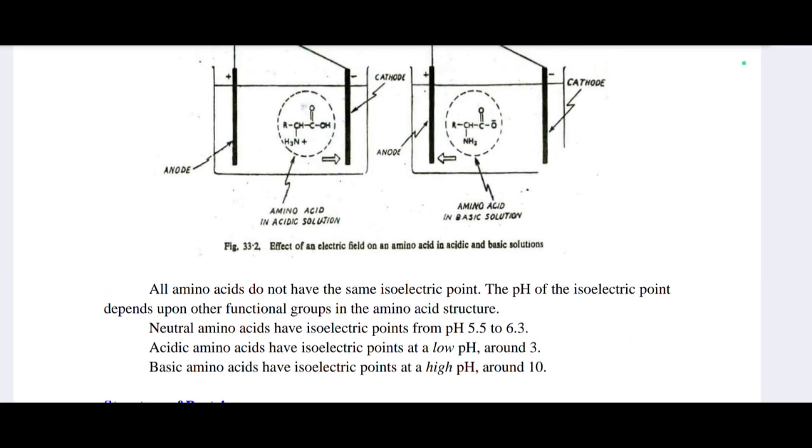In general, neutral amino acids have isoelectric points from pH 5.5 to 6.3, acidic amino acids have an isoelectric point at a low pH, around 3, and basic amino acids have an isoelectric point at a high pH value, around 10.